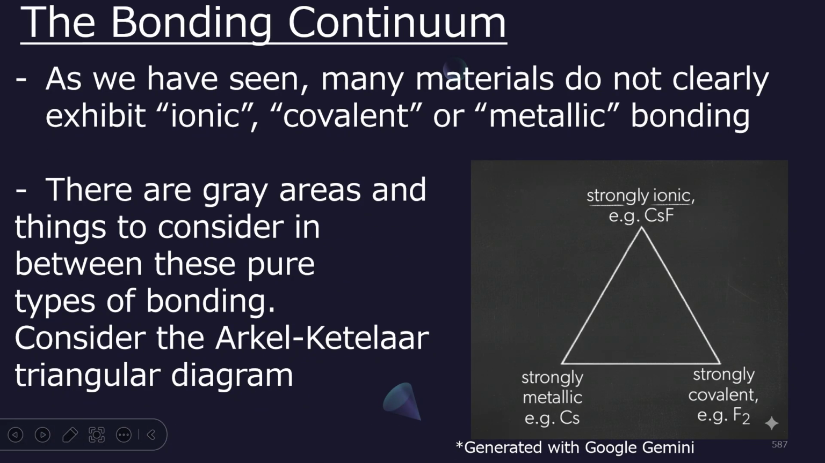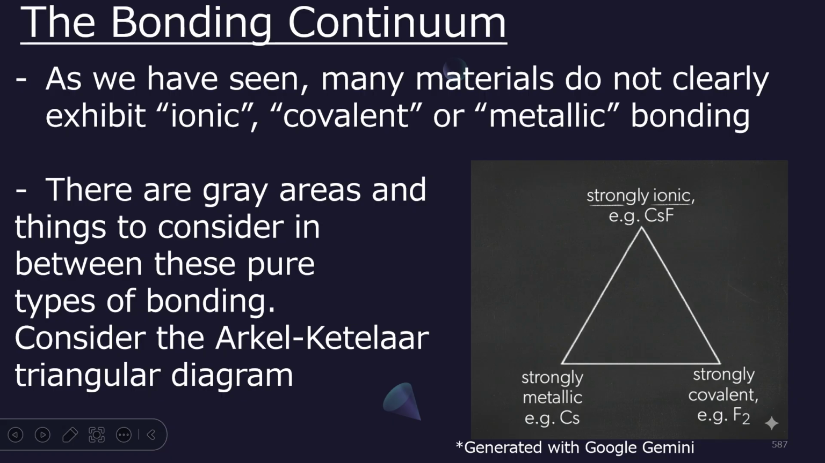As we have seen, many materials do not clearly have ionic, covalent, or metallic bonding 100% of each. Rather, they are mixtures. There are gray areas and things to consider in between these pure types of bonding. So we have what we call the Van Arkel-Ketelaar triangular diagram.